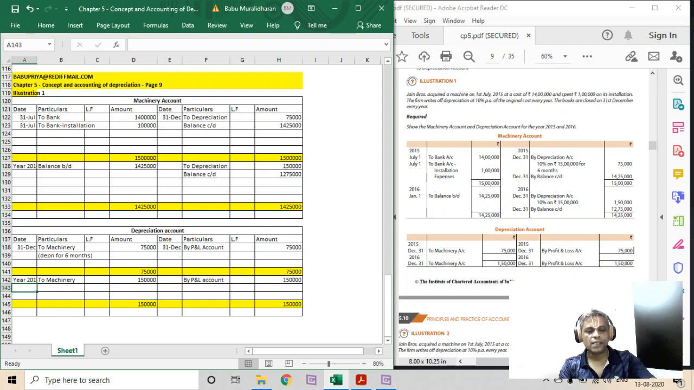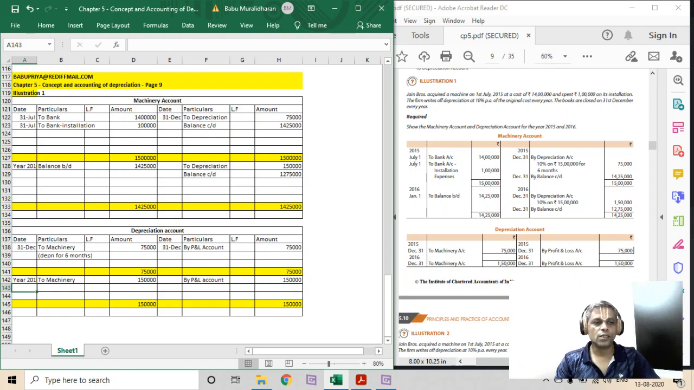So the first year the depreciation is 75,000 because it is only for 6 months, and the second year it is charged fully because it is for the whole year. In the case of the straight line method, it is charged at the same amount every year. So with 15 lakhs being the cost of the asset, 10% is depreciated every year. First year it is 75,000, second year it is 1,50,000, and subsequent years it will still be 1,50,000, charged to P&L and credited to the machinery account.